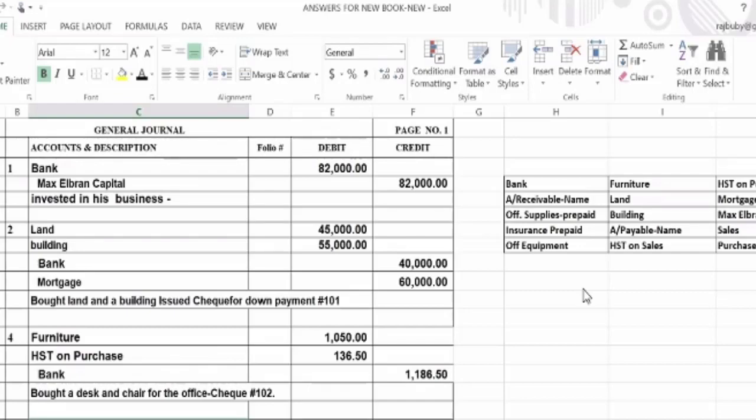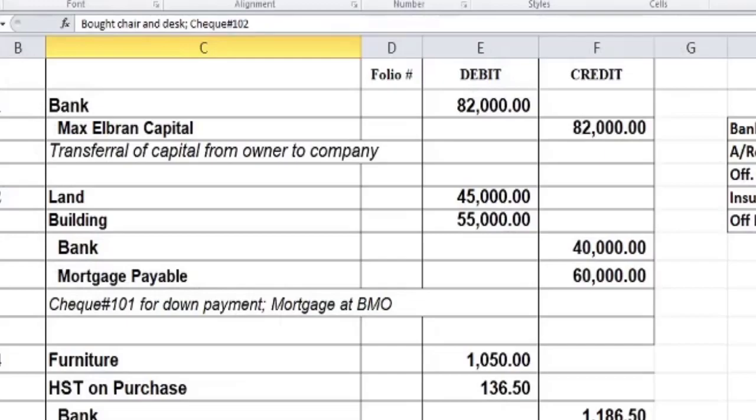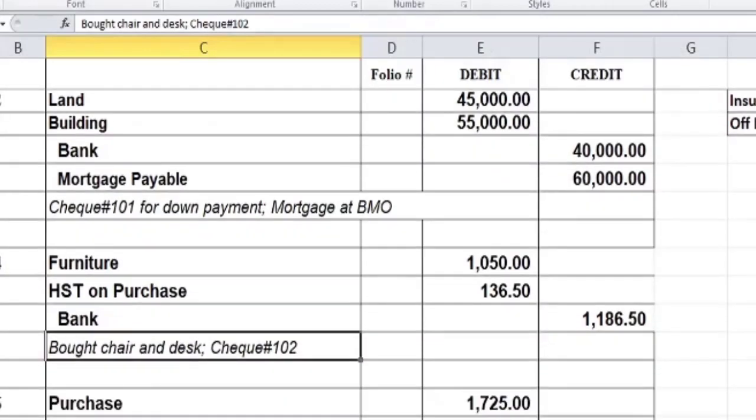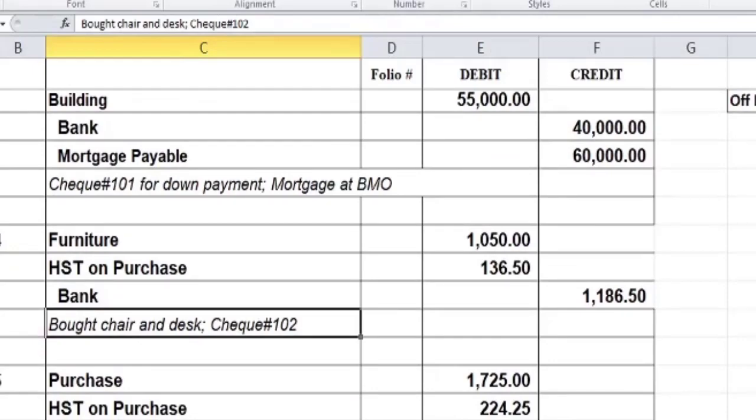October 6th. Bought merchandise from C. Broughton and Co. 1,725 plus HST of 224.25. Check number 103. So for this, we're going to debit the purchase account, and then we're also going to debit the HST. And then the credit will be the bank.